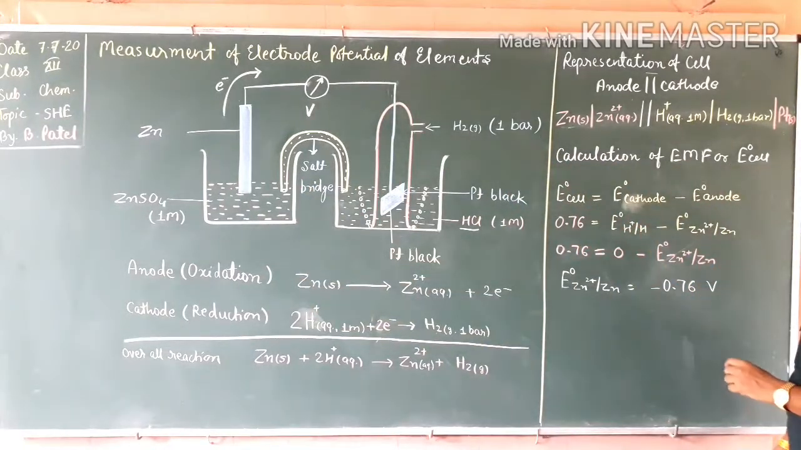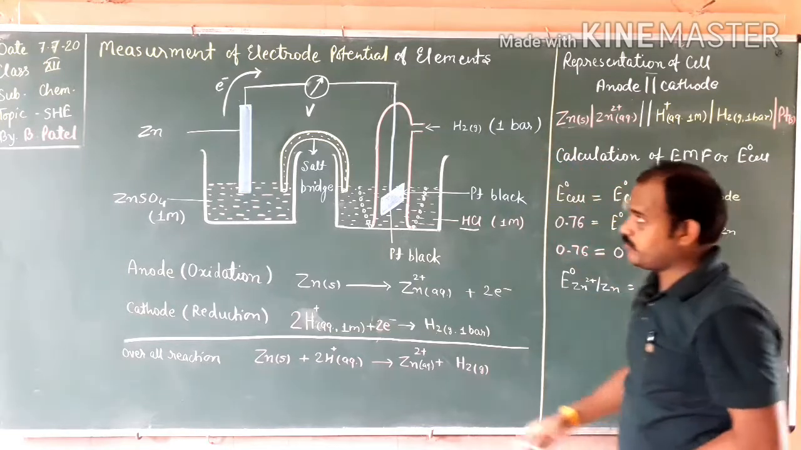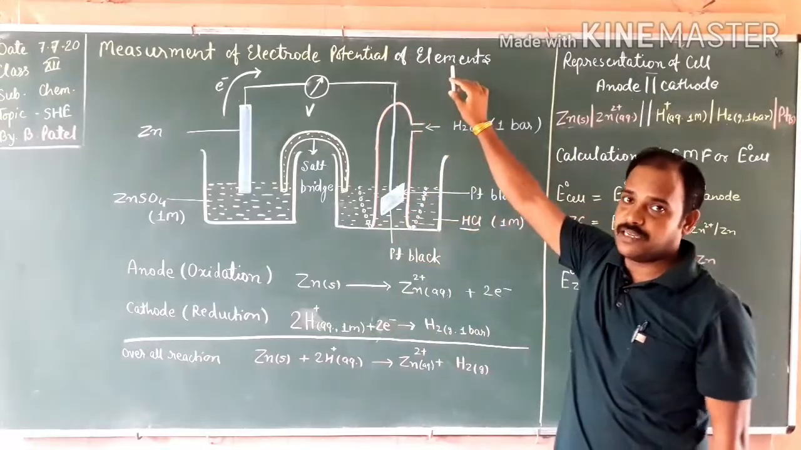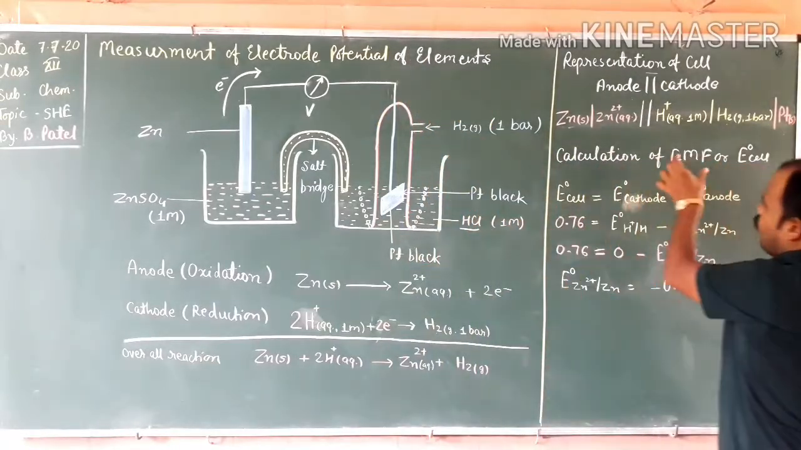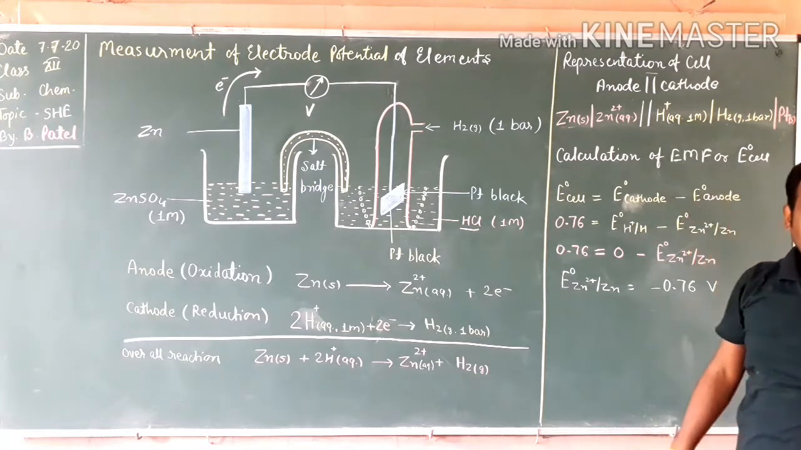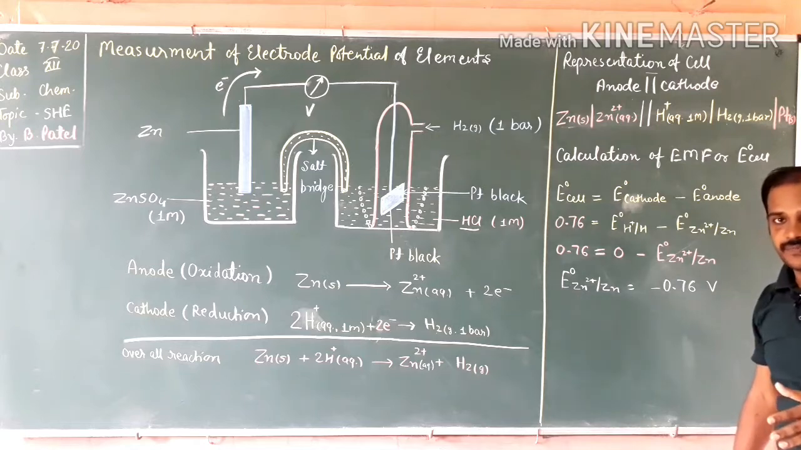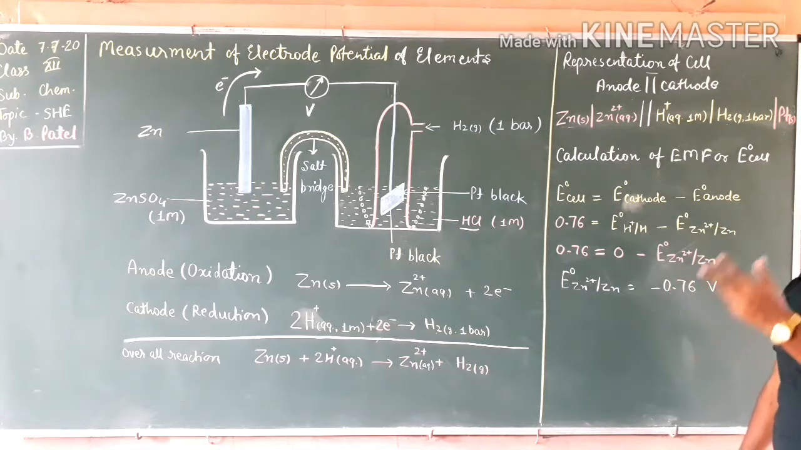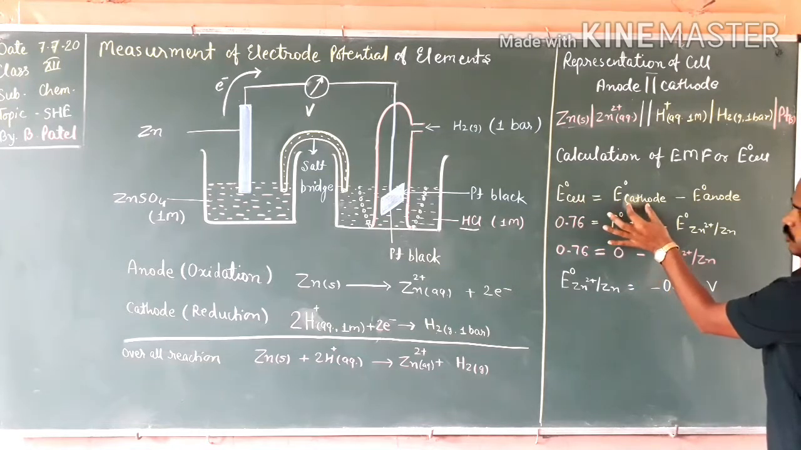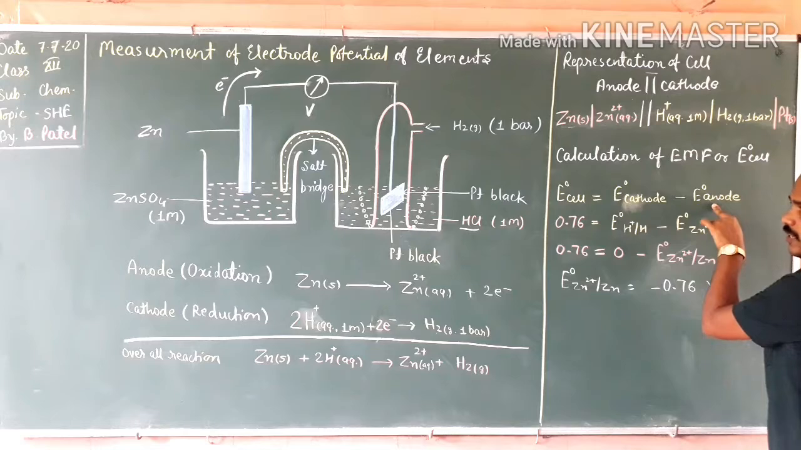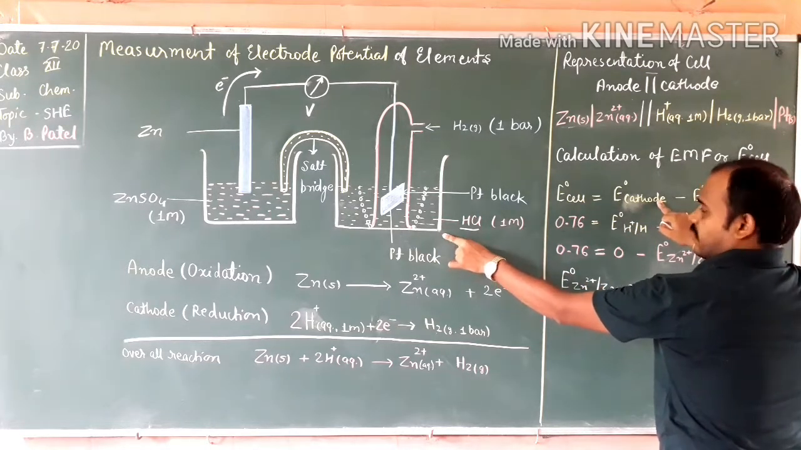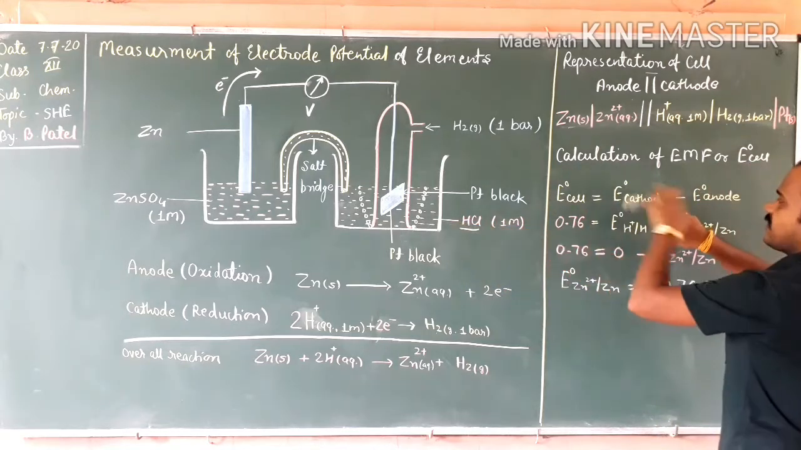Now the calculation of EMF or E0 cell, because we are going to measure the electrode potential of the element. Direct measurement is not possible. So see, what is the EMF of the cell? This EMF or electromotive force of the cell is the difference of the electrode potentials of two half cells. It means E0 cell is equal to E0 cathode minus E0 anode. So this C is acting as the cathode and zinc is acting as the anode.